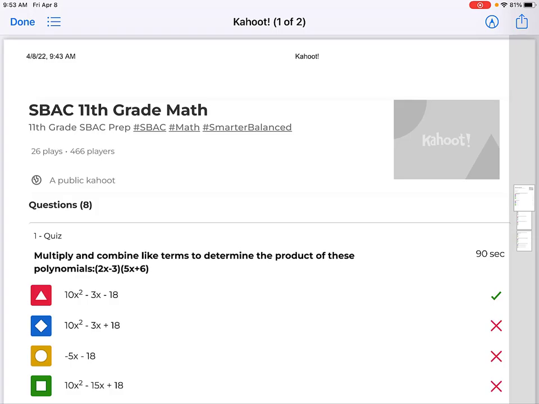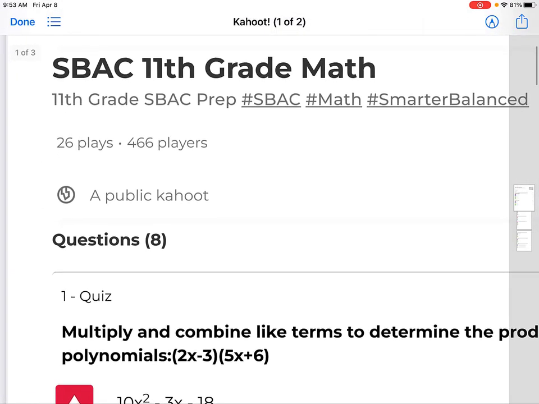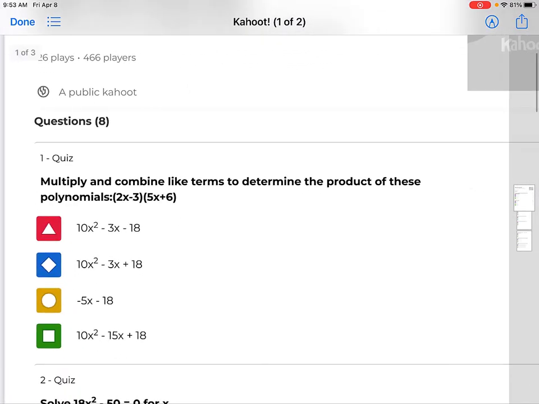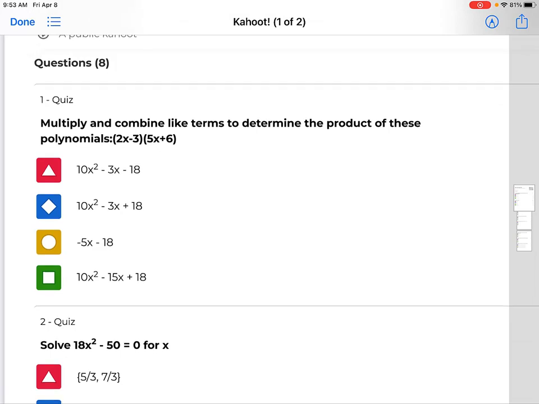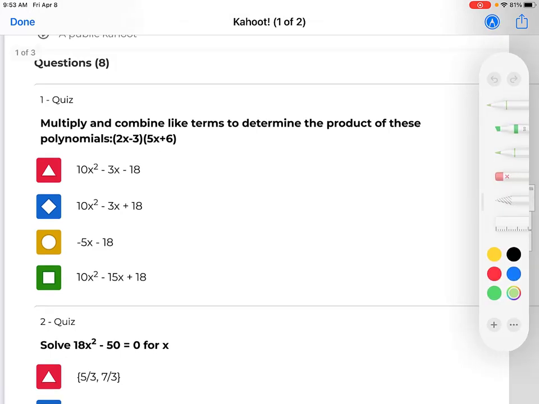Hey, it's Mr. Ng. Let's go over the SBAC 11th grade math Kahoot practice we did the other day. The first question tells us to multiply and then combine. So multiply here, you can use either the box method we did in class, or you can use something called FOIL. Now, I don't like FOIL because it only works with binomials. That's 2 terms times 2 terms.